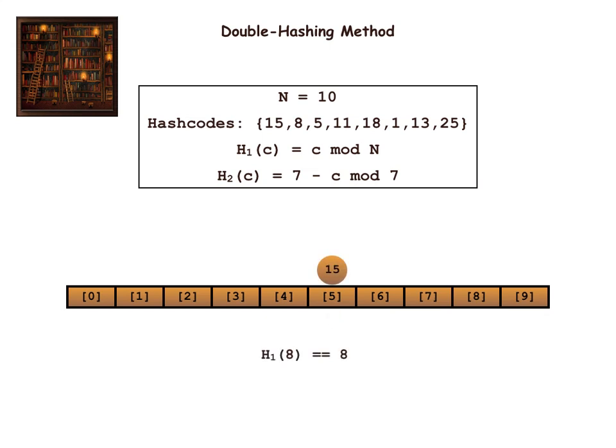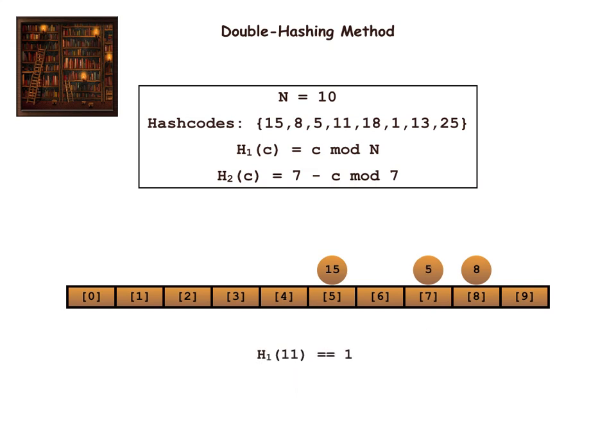Next number, 8. 8, when plugged into the first hash function, gives us 8. We check to see that it's occupied. It's not, so 8 would go there. Next, 5. 5, when plugged into the first hash function, maps to location 5. We see that it is occupied. However, rather than simply check one spot to the right, I'm going to plug 5 into the second hash function to determine how many spots to the right to go. So when I plug 5 into the second hash function, I get 2. So that means we're going to check 2 spots to the right. 7 is empty, it's unoccupied, so 5 would go here.